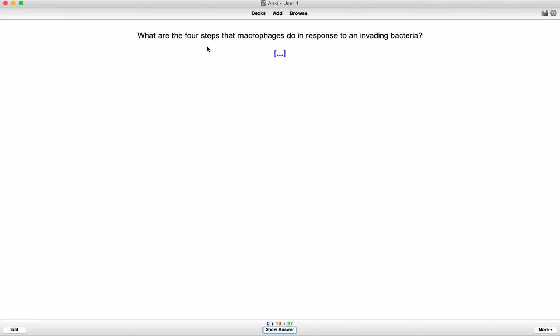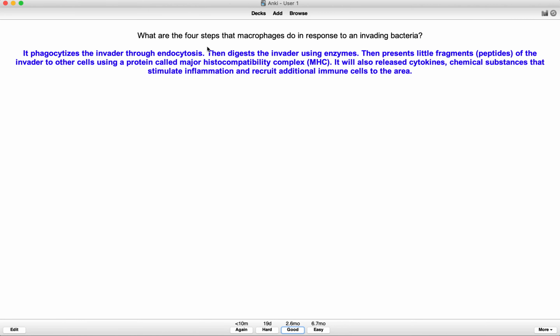What are the steps of macrophages responding to invading bacteria? First, we have the bacteria. They get engulfed by a macrophage. Macrophages first phagocytize the invader through endocytosis using enzymes, then present little fragments to other cells using a protein. The macrophage also tends to release cytokines, which cause inflammation.